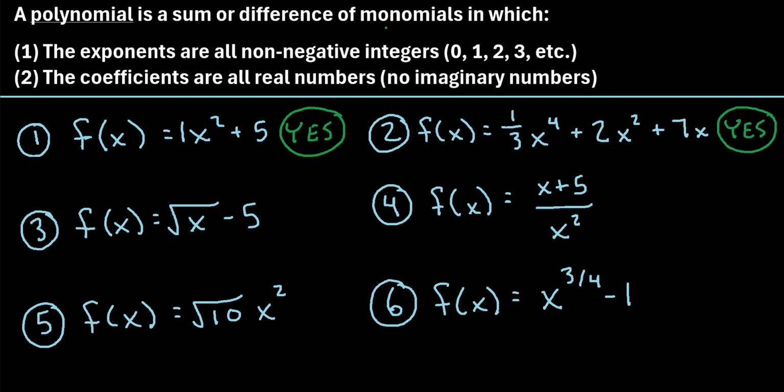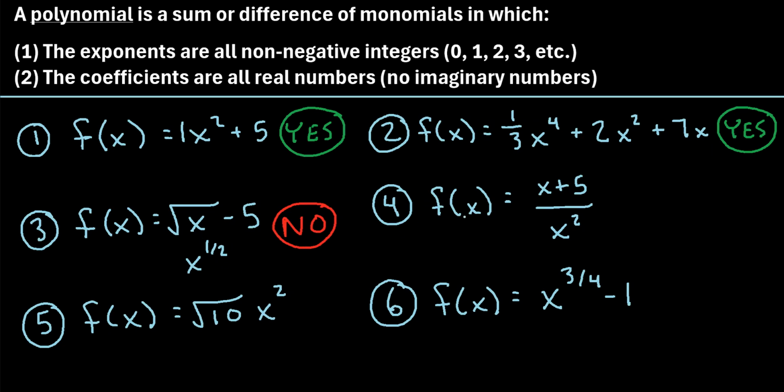All right, let's check out number 3. f of x is equal to the square root of x minus 5. Now, the square root of x, that can be rewritten as x to the 1/2 power, because the square root is the same as the 1/2 power. So we'll notice that this is not an integer. 1/2 is a fraction. So that means we would say, no, this function is not a polynomial, because all of the exponents have to be non-negative integers. So no fractions are allowed.